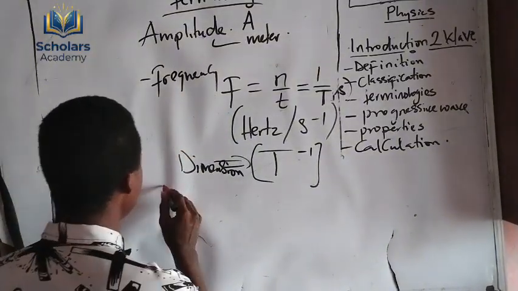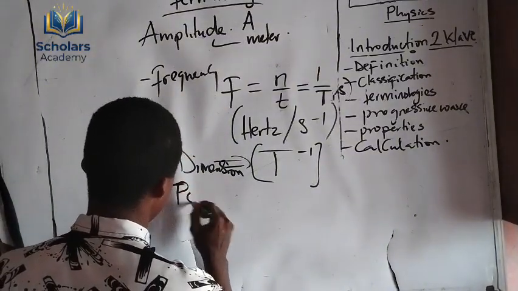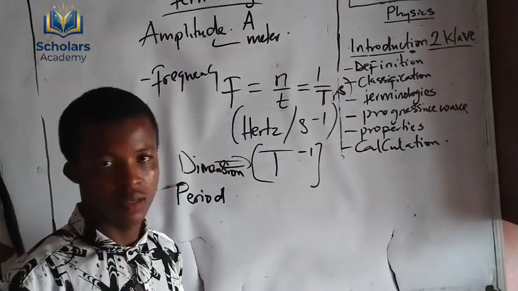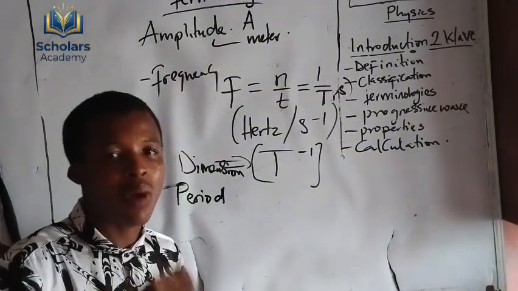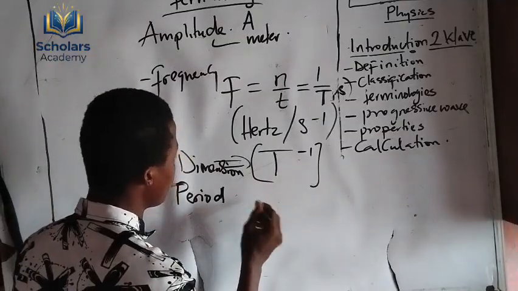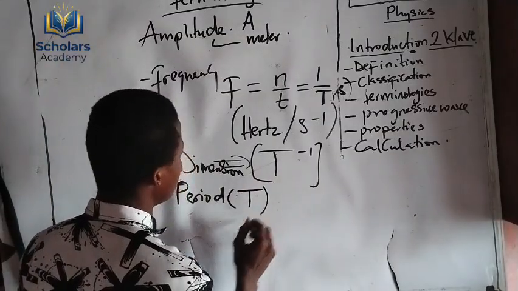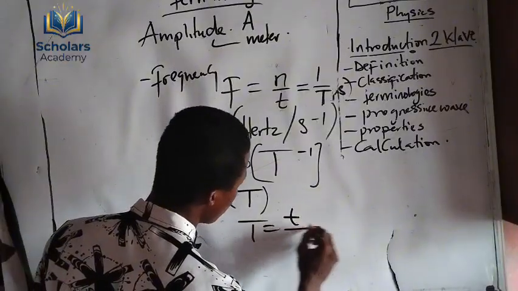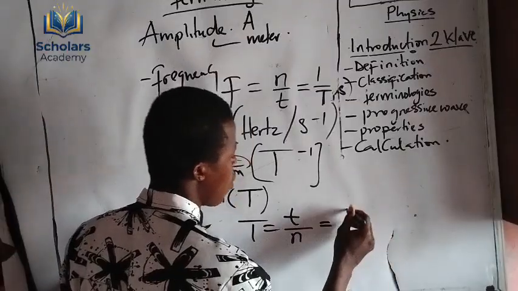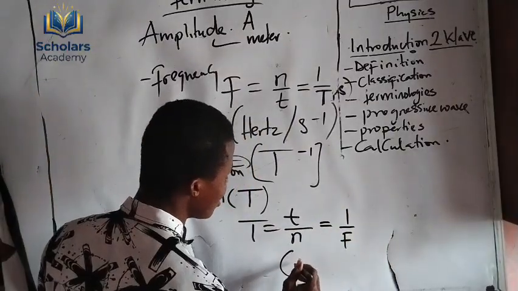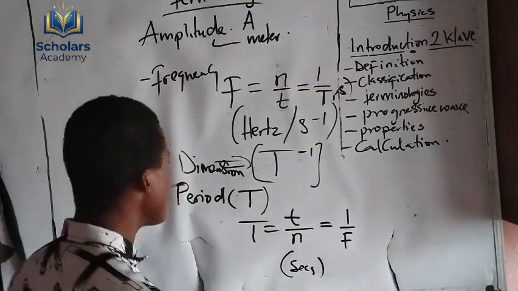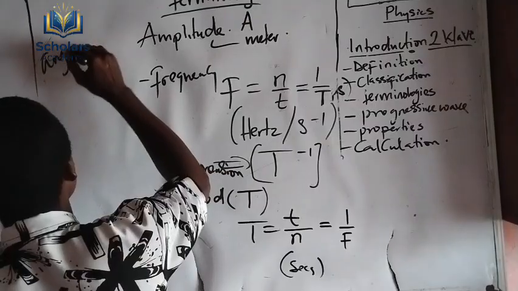So the next one we look at is period. Period can be defined as the time taken to cover one wave. That's the time that is required to complete a wave. That's period. And what's the symbol for period? Capital letter T. So that means our period is time taken over the number of waves or oscillations. This period is also the reciprocal of frequency. And what's the unit for period? That is seconds. So we know the dimension for this will be capital letter T.